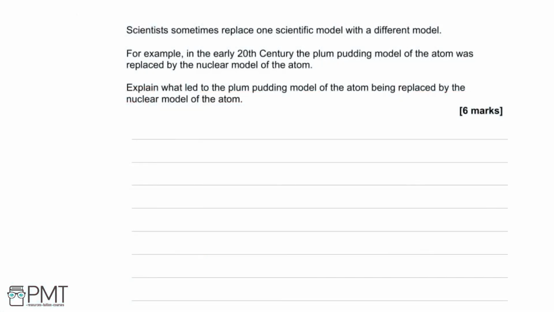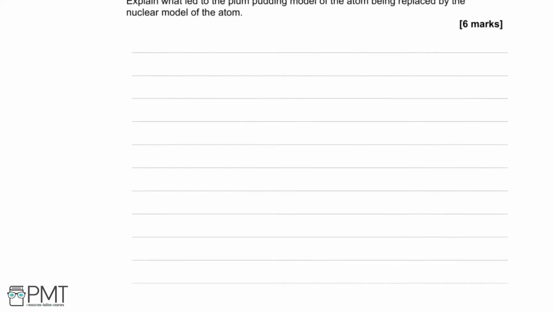Scientists sometimes replace one scientific model with a different model. For example, in the early 20th century, the plum pudding model of the atom was replaced by the nuclear model of the atom. Explain what led to the plum pudding model of the atom being replaced by the nuclear model of the atom. So you should know that the plum pudding model was replaced by the nuclear model because of the Rutherford scattering experiment.